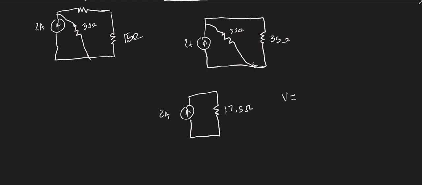Okay, so now we can use Ohm's law to find the voltage. So V equals IR. Okay, so we have our current is 2 amps, our resistance is 17.5, and so our voltage is 35 volts. So that would be the voltage across the 17.5 ohm resistor, and also the voltage across the 2 amp current source.